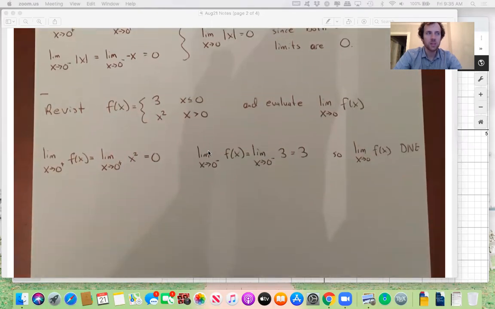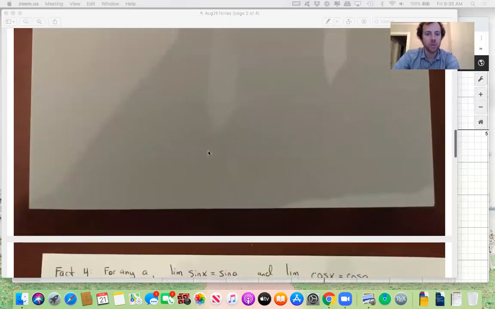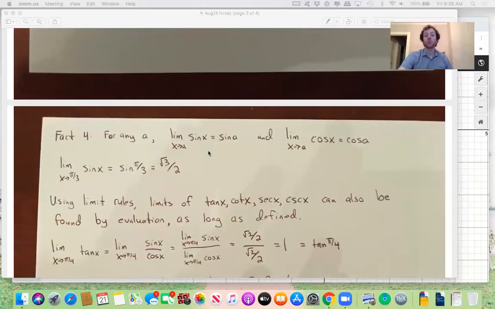So continuing to expand our repertoire of limits we can take, I want to talk about a different type of function, which are trig functions. And the basic fact is for two functions, sine and cosine, we find those limits by evaluating. So for any number a, the limit as x goes to a of sine is just sine of a, find the limit by evaluating, and the same thing for cosine. The limit as x goes to a of cosine is cosine of a.